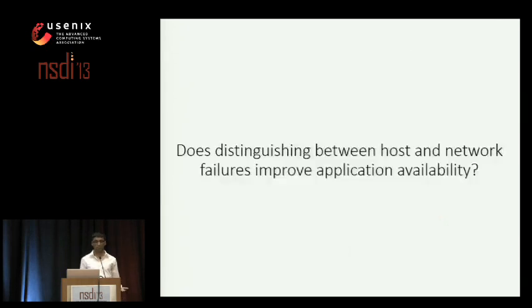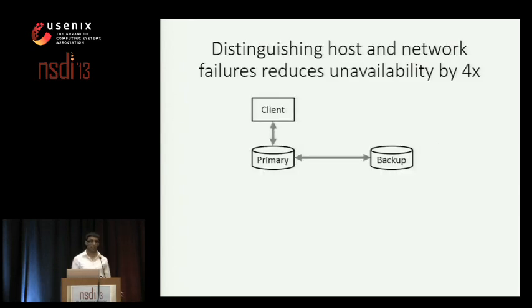So what is the effect on availability of distinguishing between host and network failures? I'm going to answer this question by revisiting the primary backup system that I talked about. Recall that the primary serves requests from the clients, and the job of the backup is to monitor the primary and to take over if there is a problem. And recall that there is the lease service that grants time-based leases to the primary to prevent both the primary and the backup considering themselves primary at the same time.